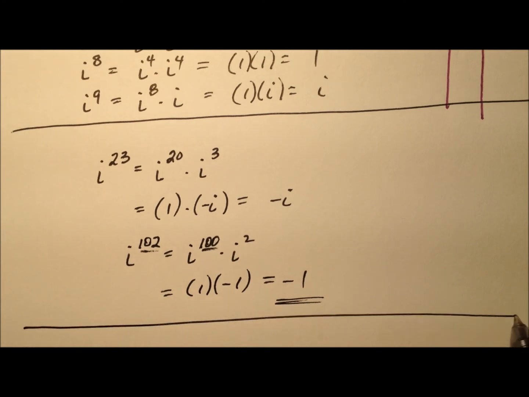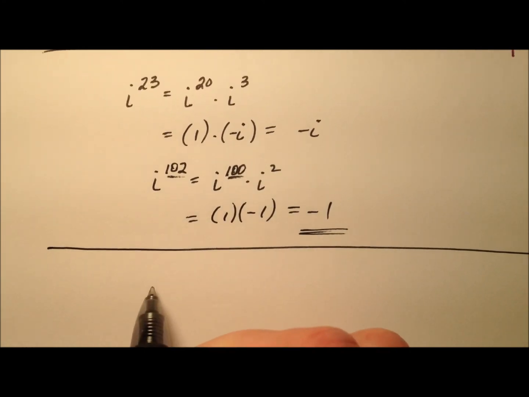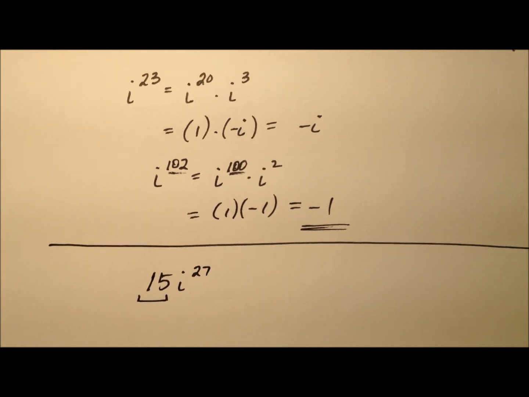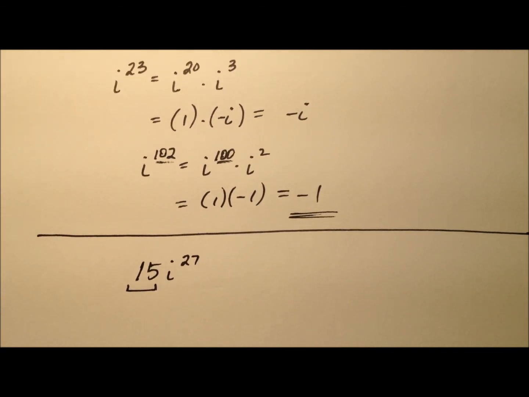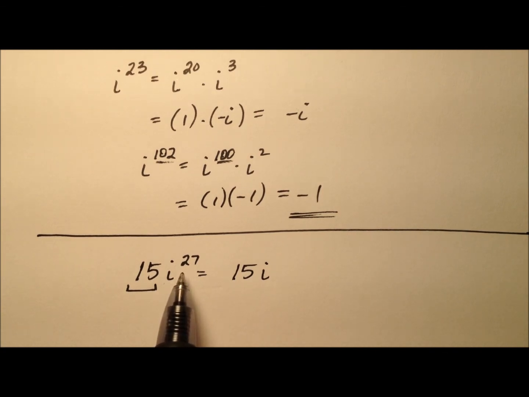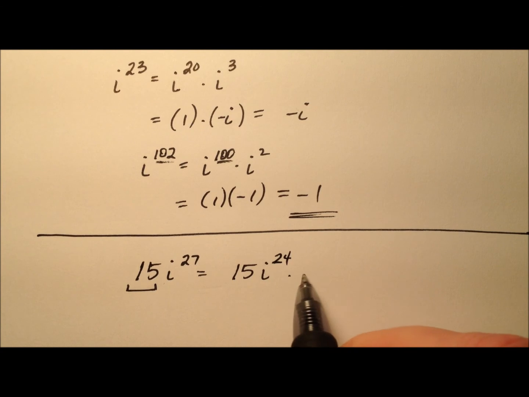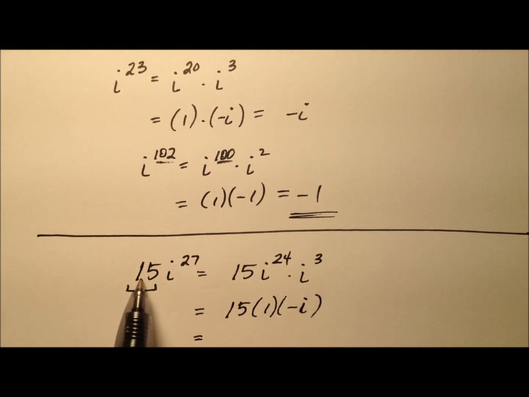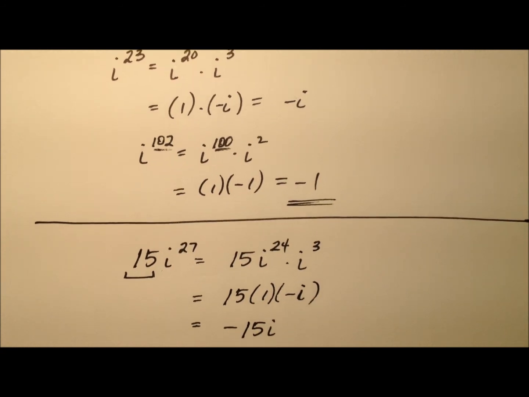So what would be an example of where we can use this with numbers? Well, if I have something like 15i to the 27th, what could I do with this? Well, the 15 functions as a coefficient, so he's there and he's coming along for the ride no matter what's going on. So i to the 27th could be decomposed into, well, what's a multiple of 4 just below 27? Well, 24, and then 3 left over. So it's 15 times 1 times negative i. So 15i to the 27th becomes negative 15i.